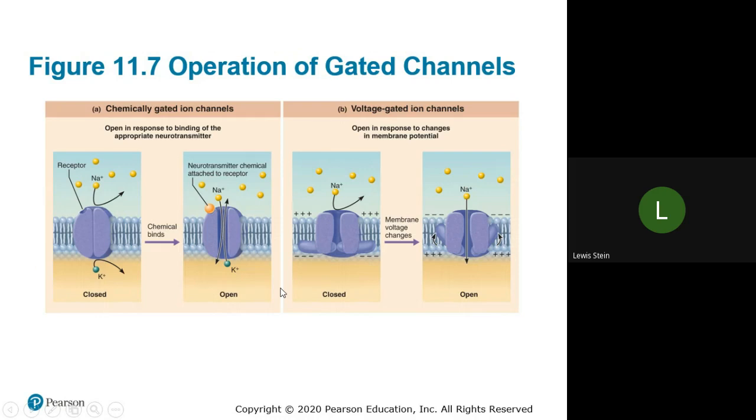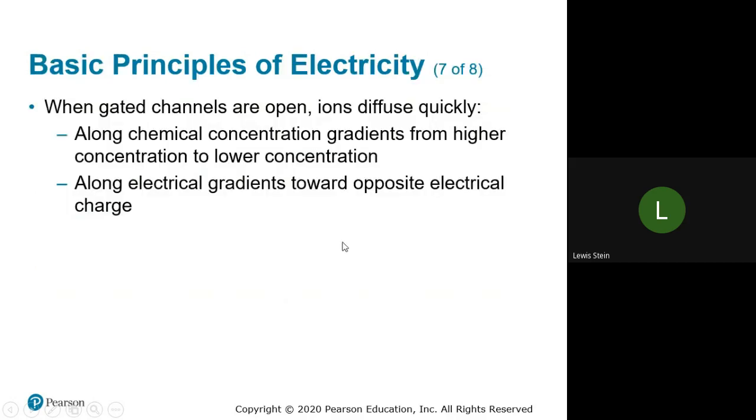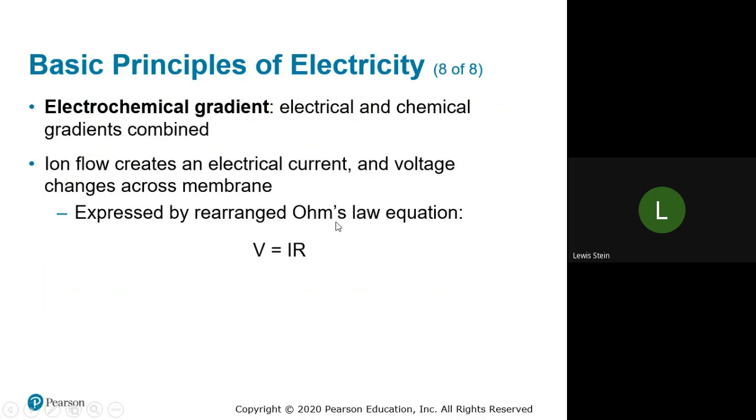And you're going to see some very familiar faces here. So we've seen most of this before, whether it's a chemically gated channel and the ligand, in this case a neurotransmitter, attaches. Again, many of these will be of the sodium in, potassium out kind. Voltage gated, having to do, as you can see, with the rapid flip flop in the membrane change, opening the channel. When gated channels are open, ions diffuse in quickly along their gradient, higher to lower, and electrical gradients go the opposite way, toward their opposite, positive to negative, etc.